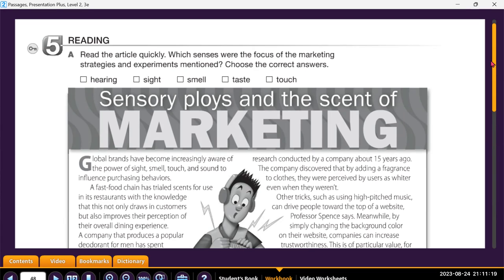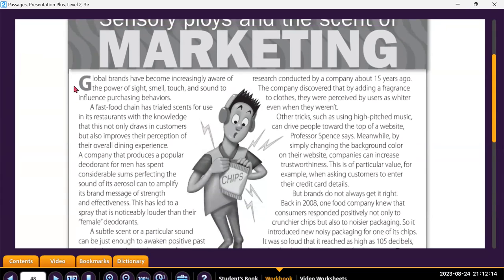Okay, so it says read the article quickly. Which senses were the focus of the marketing strategies and experiments mentioned? Choose the correct answer. Here we have the senses. Hearing, sight, smell, taste, and touch. Those are the five senses. Hearing, sight, smell, taste, and touch. We're going to read and then we're going to discuss which of these senses are mentioned in the reading. It's sensory marketing, the sense of marketing. It's the topic of the reading. Is there a volunteer to read the first part of the paragraph from global to deodorant?